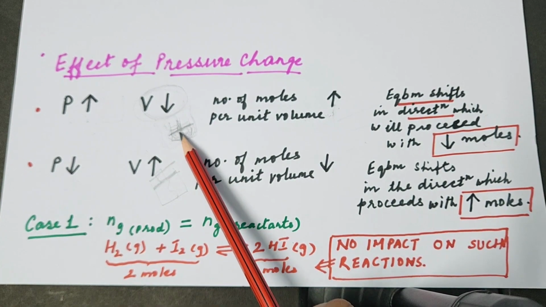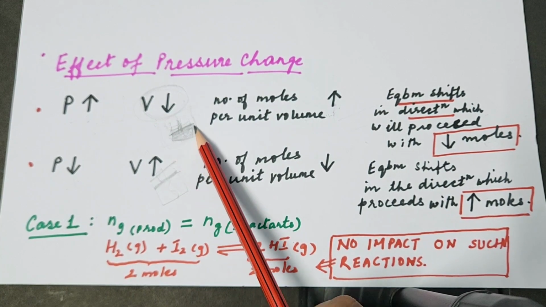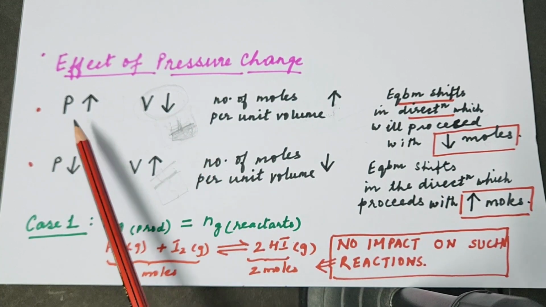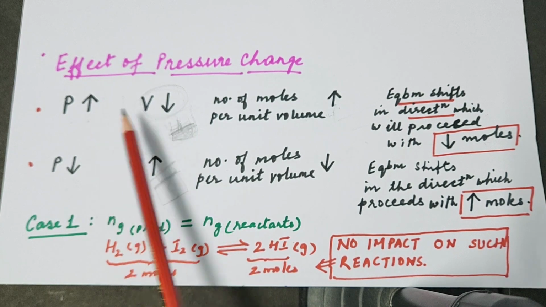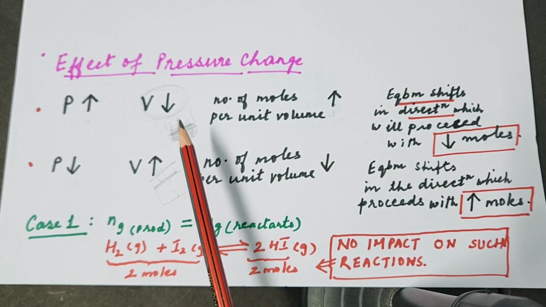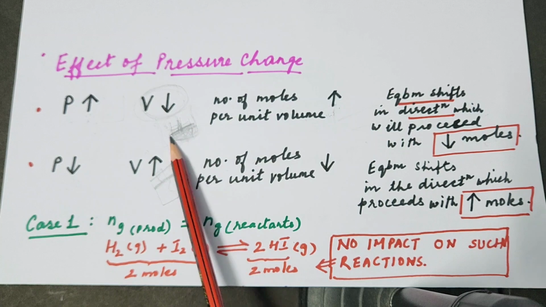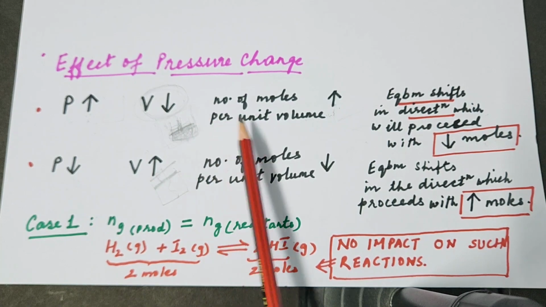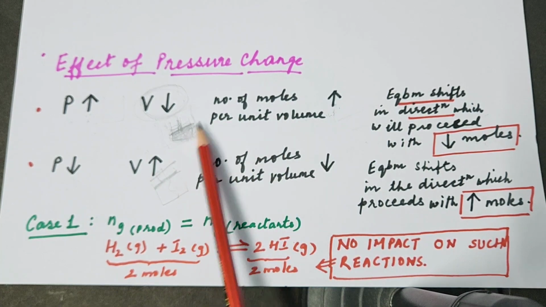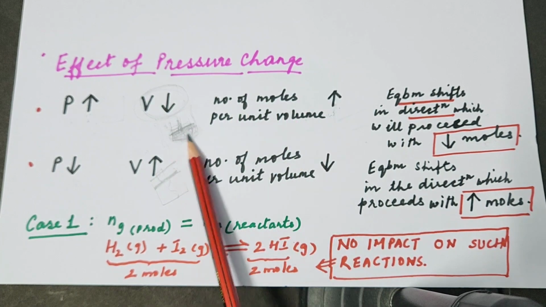So if I increase the pressure, means I'm pressing it down, the volume will decrease. We are already familiar that pressure and volume are inversely related. So if I increase the pressure, the volume will become less. As soon as the volume becomes less, the reactants and products will have less space. So per unit volume of the container, the number of moles will increase because they are crowded now.